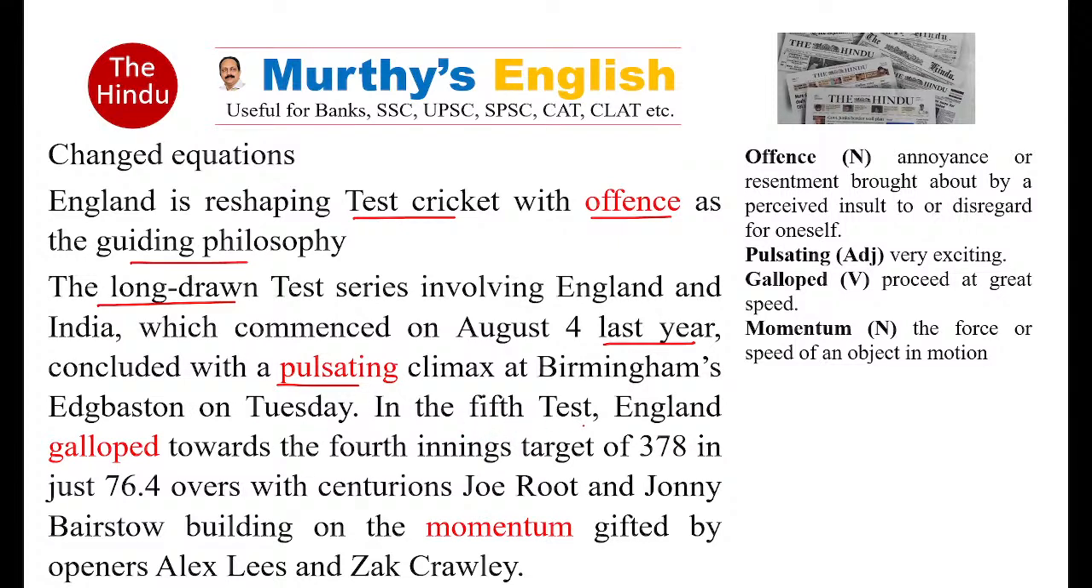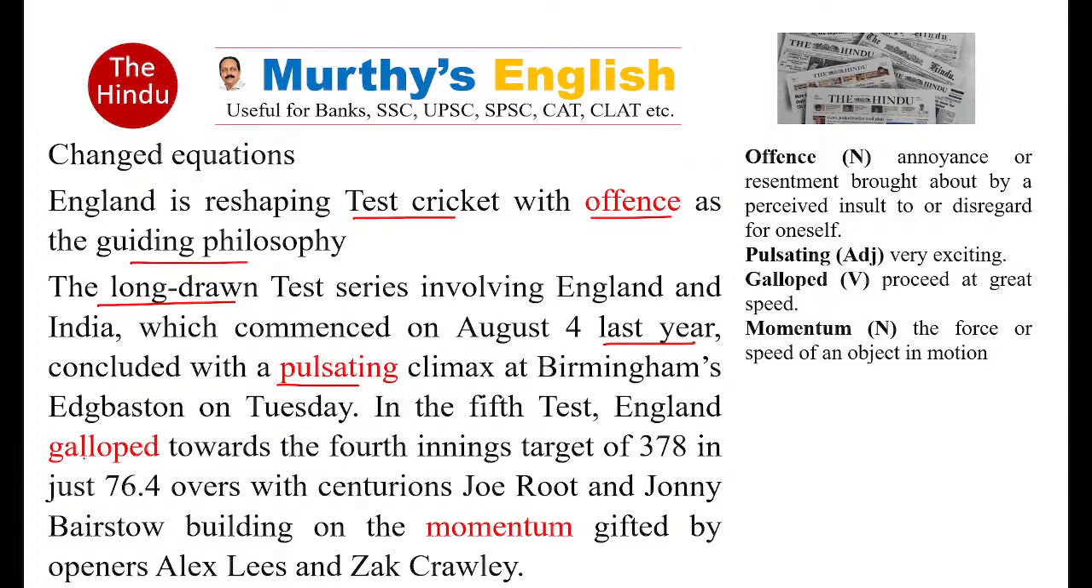In the fifth test, England galloped towards the fourth innings target of 378 in just 76.4 overs, with Centurions Joe Root and Johnny Bairstow building on the momentum gifted by openers Alex Lee and Zach Crawley. Onslaught, you can say that as well. So this talks about how England won the fifth test.